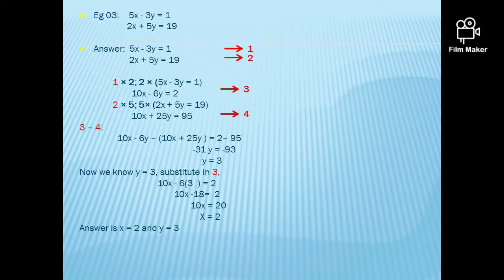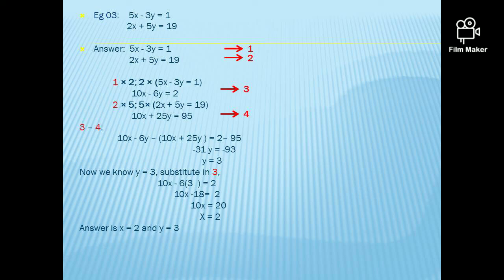Then use the usual procedure. Third equation minus fourth equation. Remember that it doesn't matter whether 3 minus 4 or 4 minus 3. It's not a problem. The only thing is that the operation in between should be minus. That is the only requirement. Then 10x minus 6y minus 10x plus 25y. With that you get the answer minus 31y equals minus 93, y equals 3.